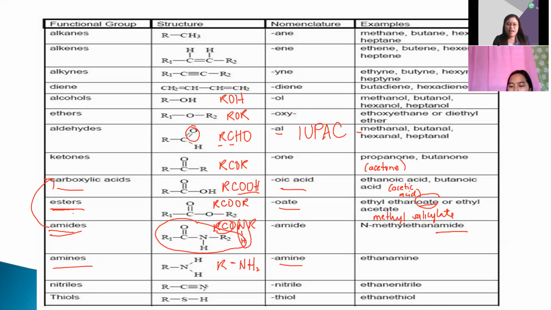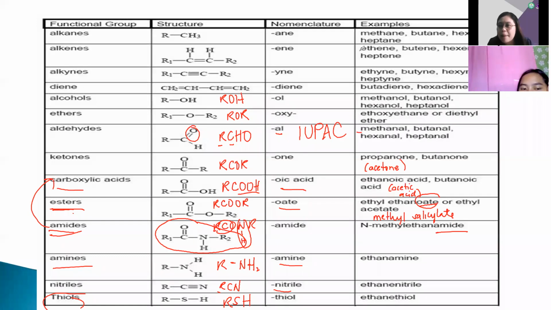And then the nitriles. The nitriles are RCN. R is any functional group, and then you have the carbon triple bonded to nitrogen. The ending is nitrile, like ethanenitrile. And lastly, we have the thiols. For the thiols, our general formula is RSH. So you have sulfur and hydrogen bonded to any functional group. Their name will end with thiol. So we have the example ethanethiol.